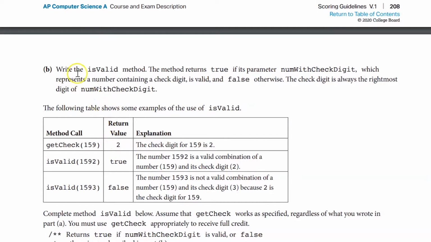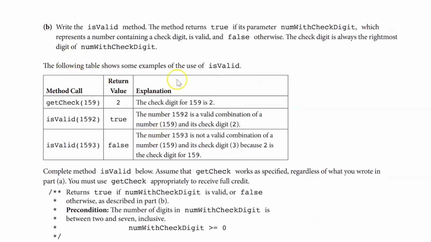So part B says, write the isValid method. The method returns true if its parameter num with check digit, which represents a number containing a check digit, is valid, and false otherwise. The check digit is always the rightmost digit of num with check digit. Okay, so the following example shows how you would use isValid. All right, so method called getCheck on 159. So the check digit is 2, right? So this is actually the method that you wrote in part A.